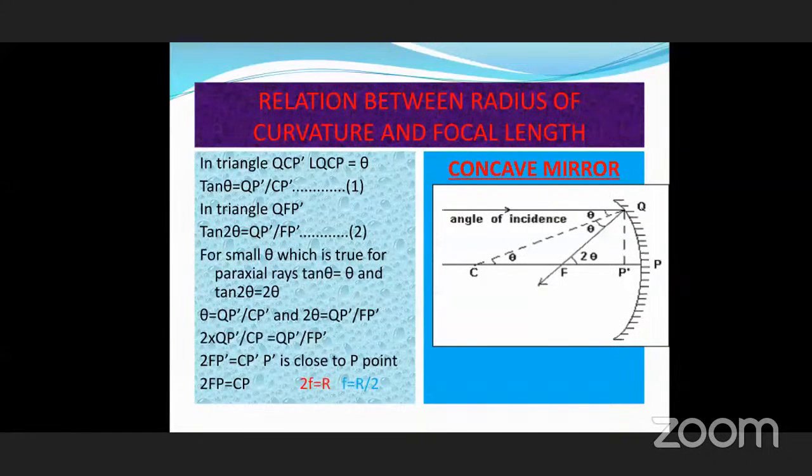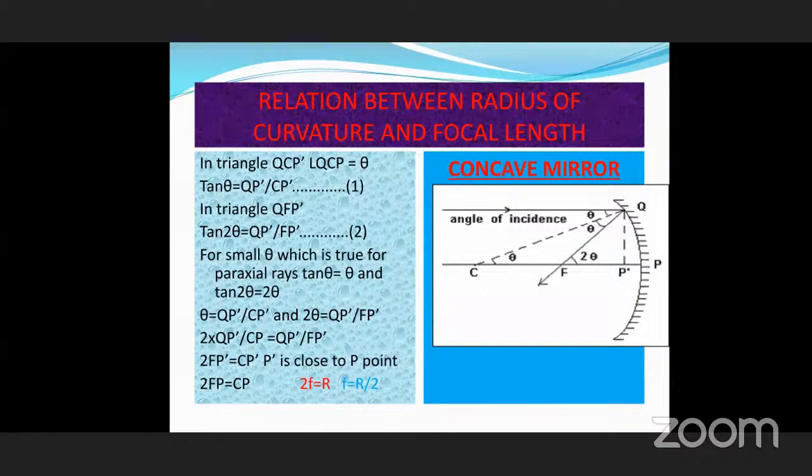So you have to understand the question: when a parallel beam of light is incident on a convex mirror, after reflection these rays have to pass through the focus point. Actually, in a convex mirror, the rays only seem to pass through the focus point. Otherwise, in a concave mirror, the reflected rays directly pass through the focus point. You should remember. And lastly, we have discussed the relation between radius of curvature and focal length.